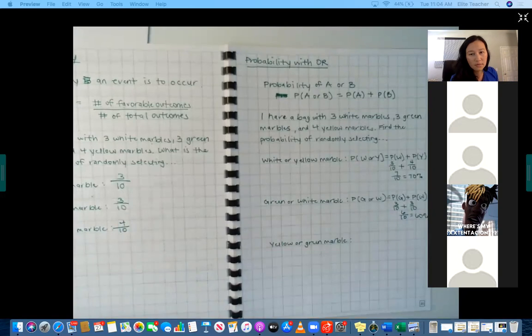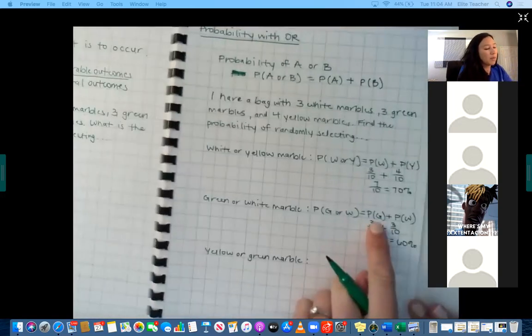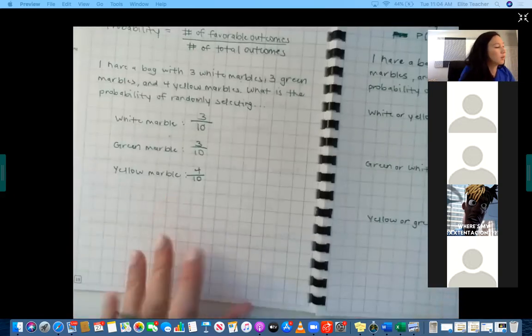Can you zoom in a little bit more? Yes. Thank you. So just know when I'm getting the probability of the green and the probability of the white, it's coming from this page that we just did.